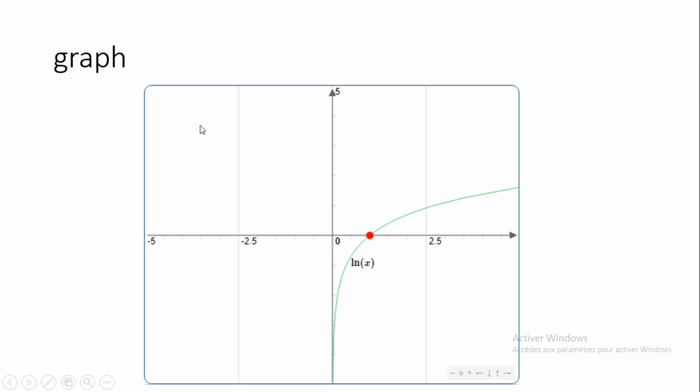So here is the graph of the logarithm of x. If we look here, it starts from minus infinity. It's not defined on the negative numbers, and here it starts from minus infinity and it keeps getting bigger and bigger, and at x equals 1 it is equal to 0, and it keeps going to infinity here.